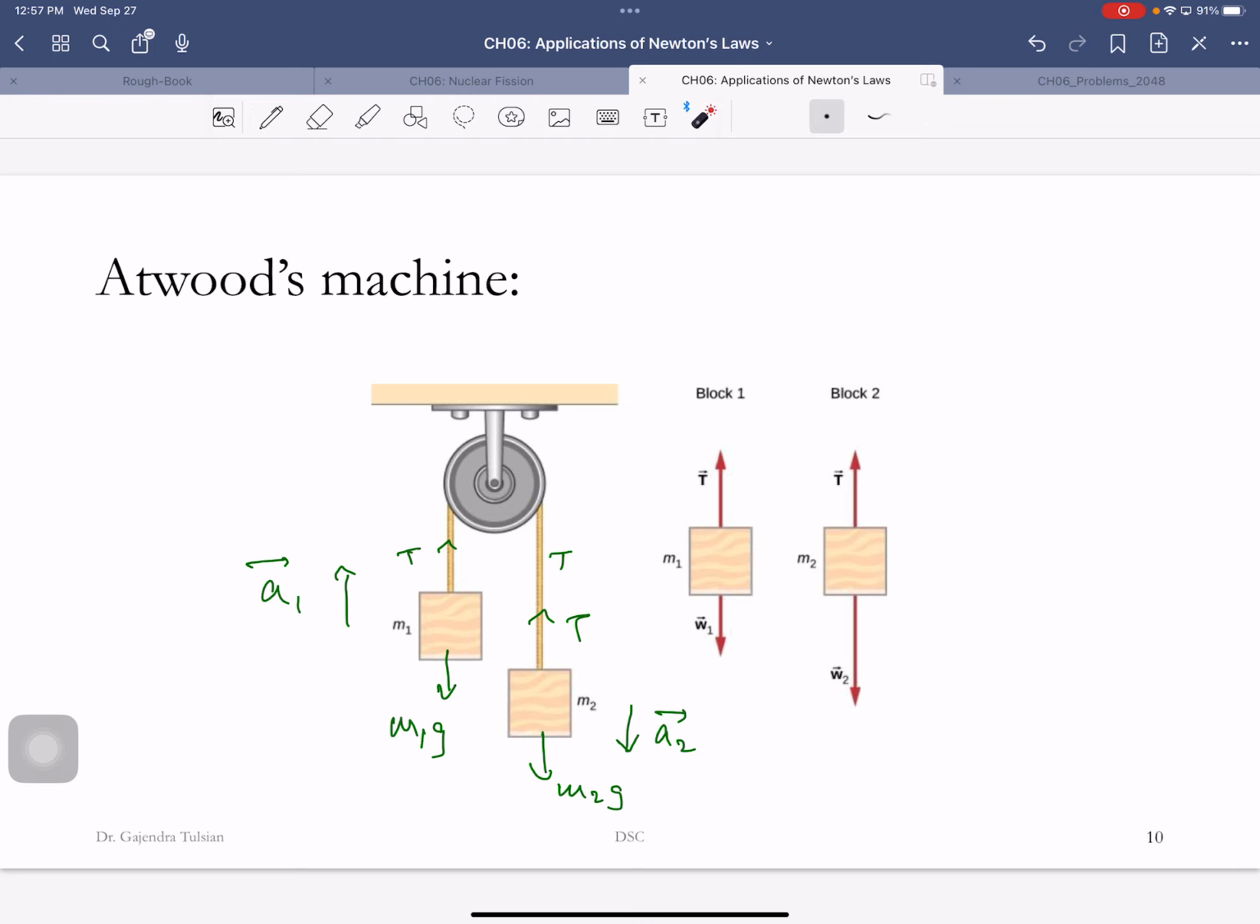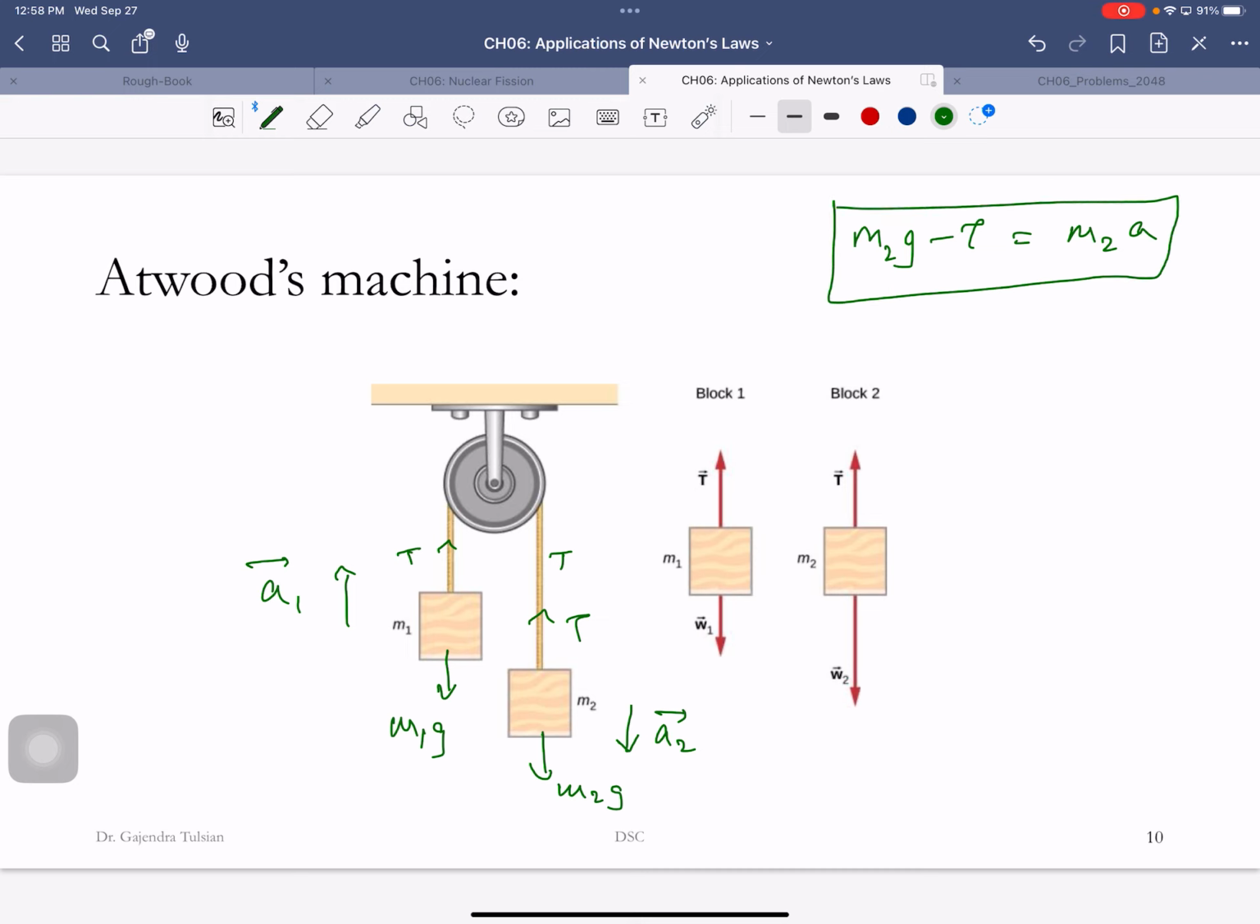All right, this fella is falling down in this direction, so we'll take that direction to be the positive, and the magnitude of that is A. So m2g minus T equal to m2 times A. So here is the equation of motion for this guy. What law did we apply? We applied Newton's second law. The net force is mass times the acceleration of the object. So that's the law we are applying.